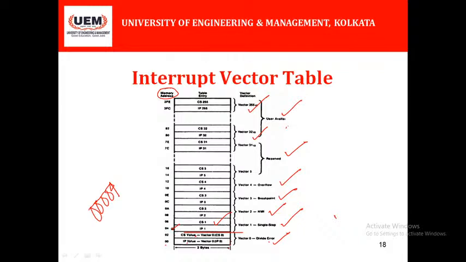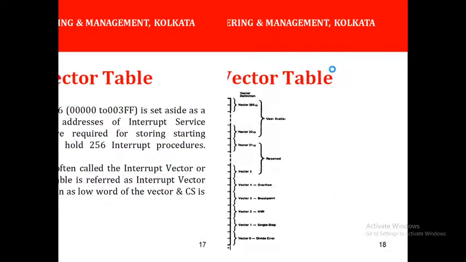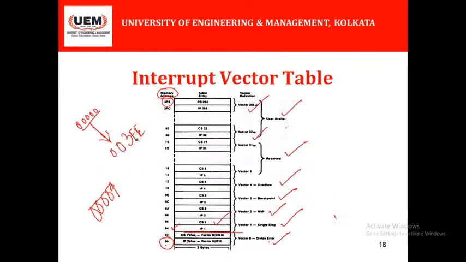So it starts from 00 and ends at 3FE. The memory range of the interrupt vector table is 00000 and it continues up to 003FF, the last byte being 3FF.